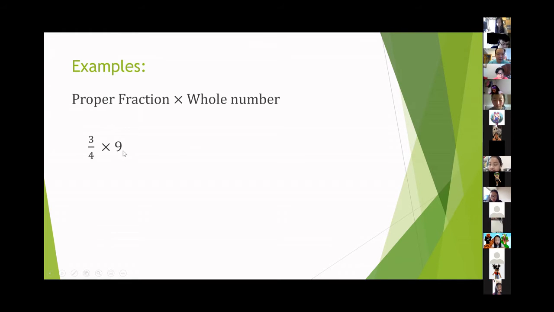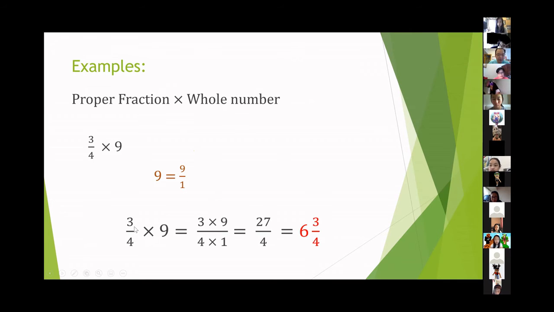Now, actually, 9 equals 9/1. So 3/4 times 9 can be written as 3/4 times 9/1. And 3 times 9 is 27, 4 times 1 will be 4, which equals 6 and 3/4. This is the so-called modifying the answer: make it more beautiful to get the simplest one. And this is the answer.